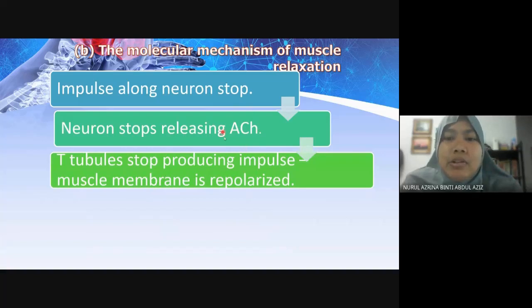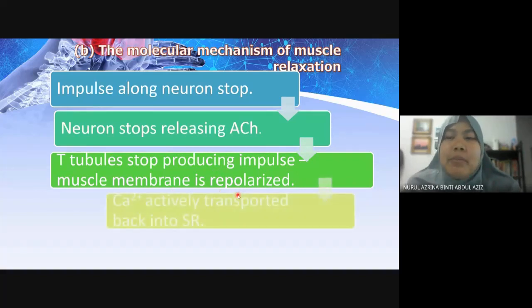In exam you can use ACH to represent acetylcholine. Boleh. Dengan syarat capital A, capital C, small h. Kalau salah ni, salah. Okay, right. Next, so neurons stop release acetylcholine. So then, kalau tak ada acetylcholine, so the T-tubule stops producing impulse. So the muscle membrane is repolarized.